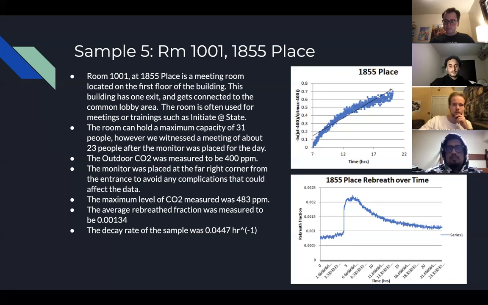Finally, the maximum level of CO2 that was measured when we analyzed our data came out to be 43 ppm. And when we use the required equations, we find that the average rebreathed fraction was measured to be 0.00134, and the decay rate of the sample turned out to be 0.0447 inverse hours.